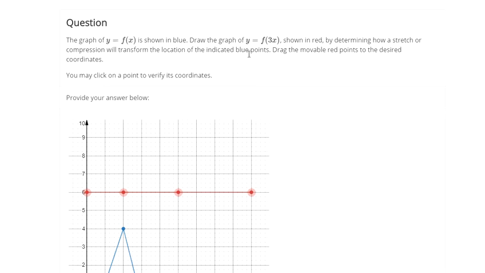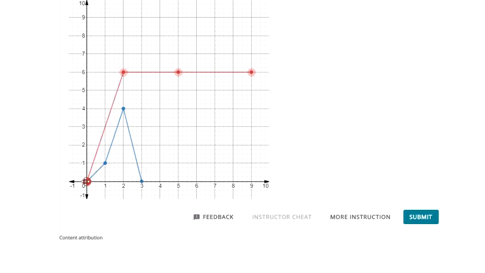So we've got y equals f of x. We're supposed to draw y equals f of 3x. If you multiply x by something between 0 and 1, like 1/2, that means it stretches out the graph. It takes double the time to reach these points.